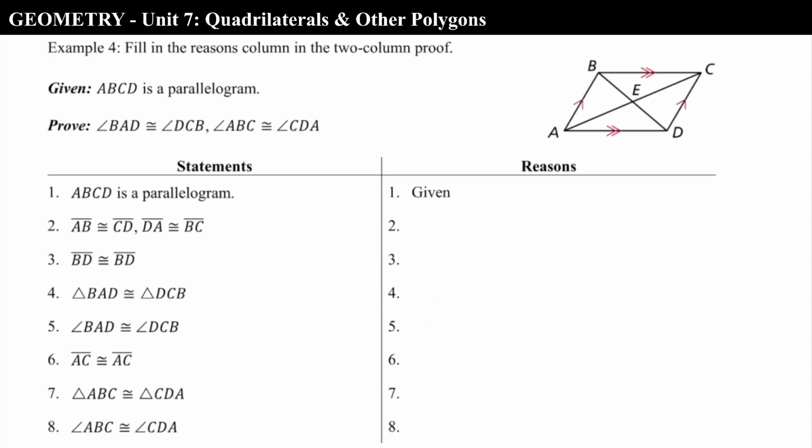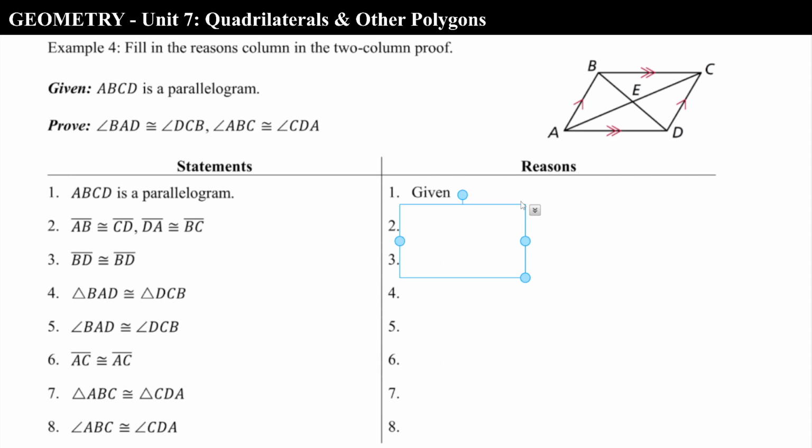All right, example 4, we're back to doing another proof. So let's see what we get when we do this proof. We want to show that BAD, which is here, is congruent to DCB, which is here, and that ABC is congruent to CDA. So we're showing that the opposite angles of a parallelogram are congruent. This is what we're proving. So we're going to take ABCD as a parallelogram. That's our start. Well, we know that AB is congruent to CD and DA is congruent to BC.